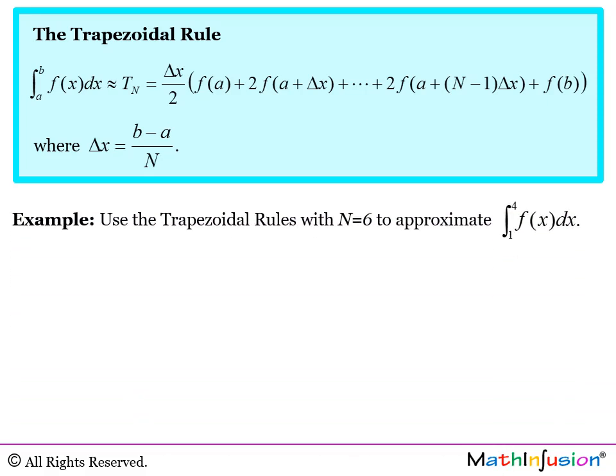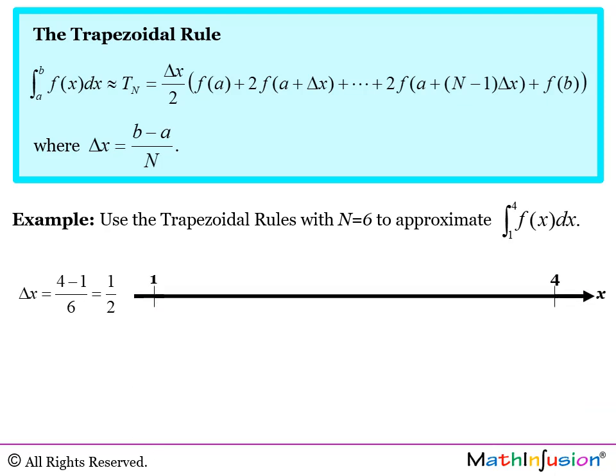Example. Let's use the trapezoidal rule with n equals 6 to approximate the integral between 1 and 4 of f(x) dx. Delta x is (b minus a) over n, which is 1/2. And in this case, we don't even have the function, but we don't actually need to graph the function. We don't care what function this is as long as it is a continuous function. So we will assume it is a continuous function.